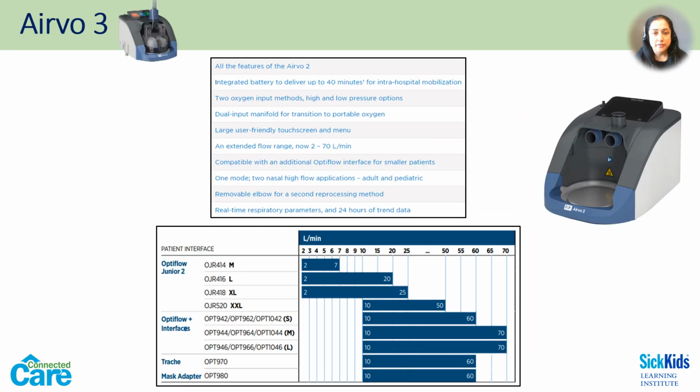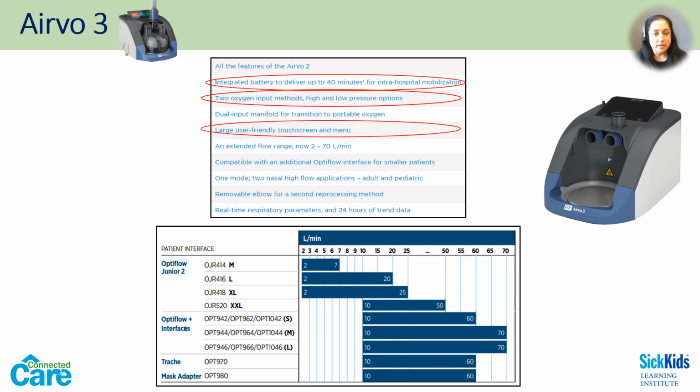The latest version of Airvo is called Airvo 3 and is being trialed in Canada at certain hospitals such as Sick Kids. Additional features from the current Airvo 2 unit include internal battery of up to 30 to 40 minutes, high and low pressure oxygen inputs, a large touchscreen menu, extended flow ranges. It's compatible with Optiflow interface sizes for pediatrics. And data trending as well. Please note that this unit is not available in home care at this time, so it's just being trialed in the hospitals.